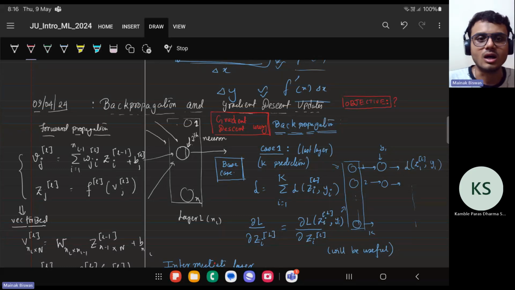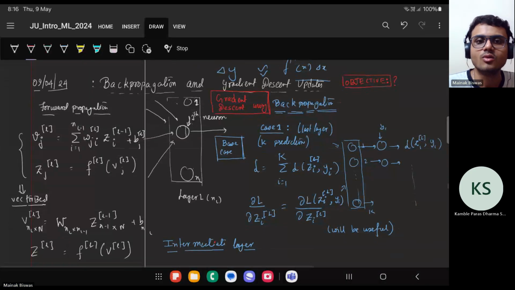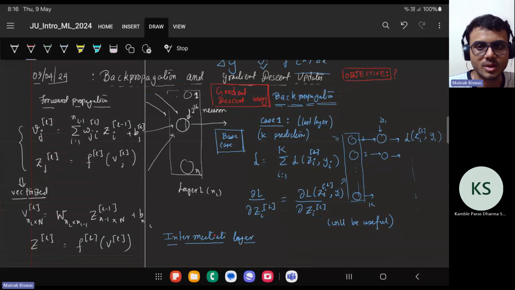Good evening. So today, last day we stopped at the forward propagation of a neural network. Today, I'll also start with how to train these neural networks. So recall from the previous class.